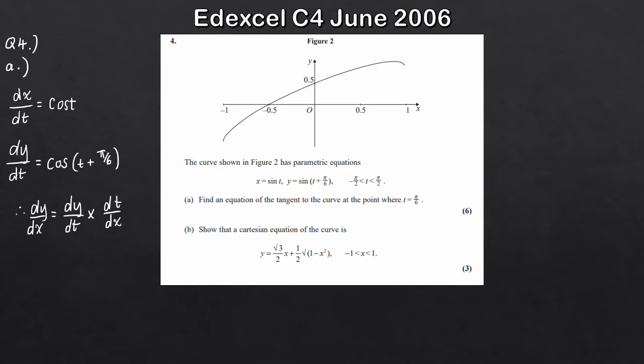Okay, so if we do that, what would that give us? Well, let's consider it using t equals pi over 6. So using t equals pi over 6, in that case, dy by dx is going to be equal to dy by dt when t is equal to pi over 6. So that's going to be cos of pi over 6 plus pi over 6. And then we times that by dt by dx. So that's going to be the reciprocal of this here. So 1 over cos t, so 1 over cos of pi over 6.